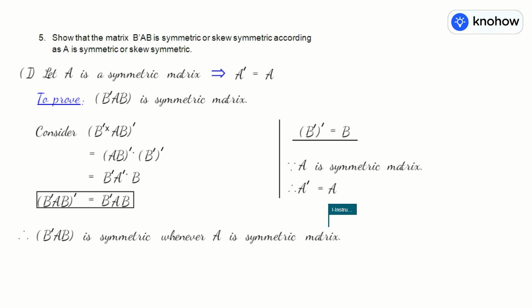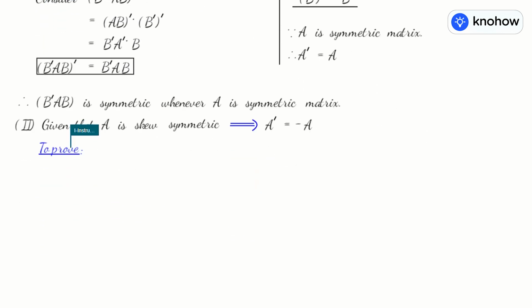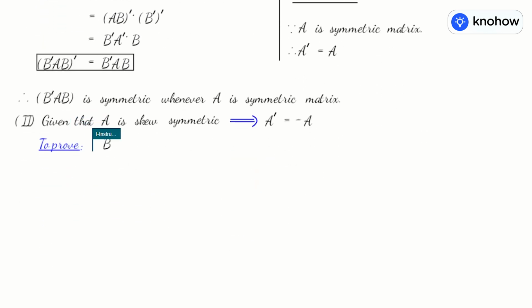And now let me take the second part. In the second part, it is given that A is skew symmetric. That means A dash can be replaced by minus A, and we have to prove that then this matrix B dash AB is also skew symmetric. And to prove it, we need to prove that the transpose of this is negative times this.